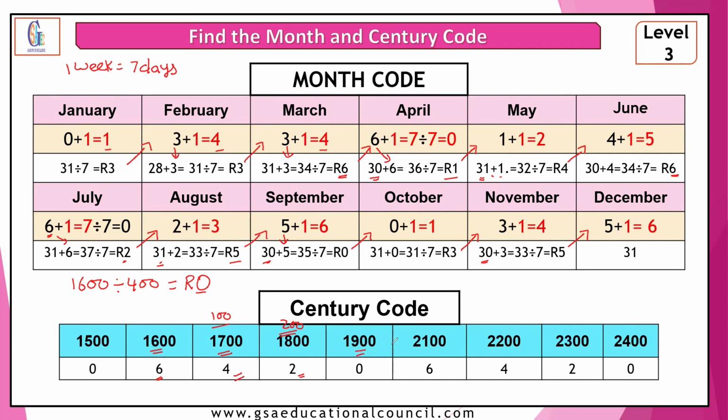Now the next is 1900. 1900 divided by 400. Now the remainder is 300. If the remainder is 300, the century code is 0. Now these numbers repeat again and again, because the remainder runs from 0 to 300. It means the code is only 6420, and this repeats again and again: 6420, 6420, like this.